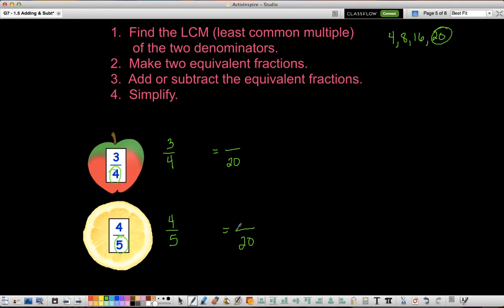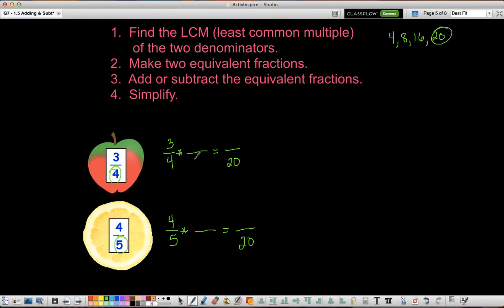So it's like saying if I have 4 quarters, that's equivalent to having $1. Either way, they are the exact same value, they just look different. So to make equivalent fractions, I can either multiply or divide. And in this case, I know I have to multiply because I'm going from a smaller number to a larger number.